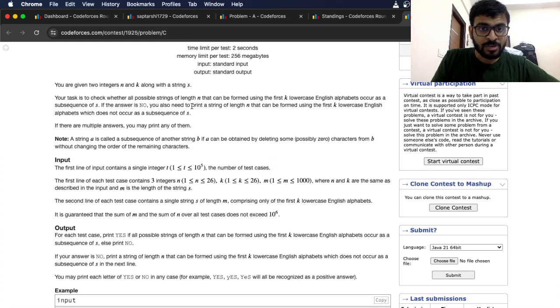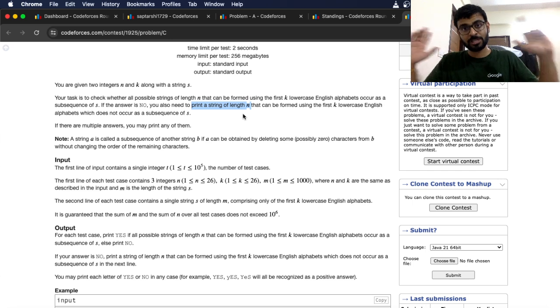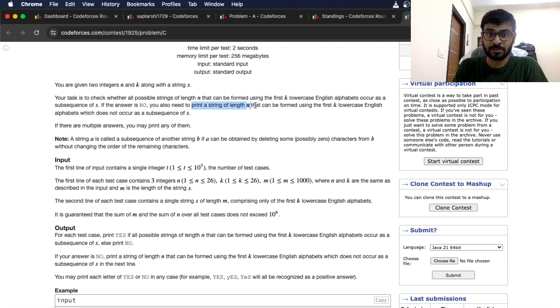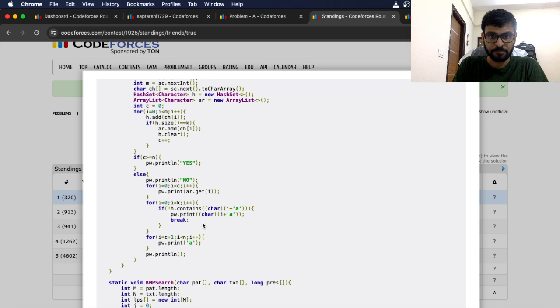But now the question says you have to print a string of length n. So if you print a lesser string, a smaller string, which may not occur as a subsequence, logically you may be correct that this smaller string also doesn't occur as a subsequence. So after suffixing it with anything, definitely that will not occur. Logically it's correct, but since the question has said to follow this length of n, you have to follow that to the word, to the letter.